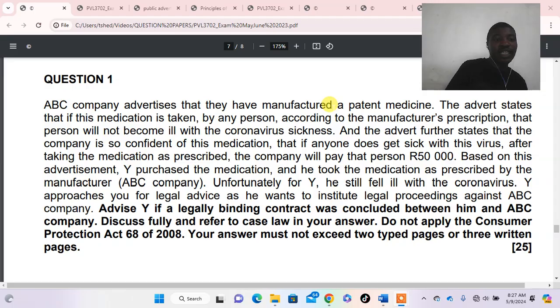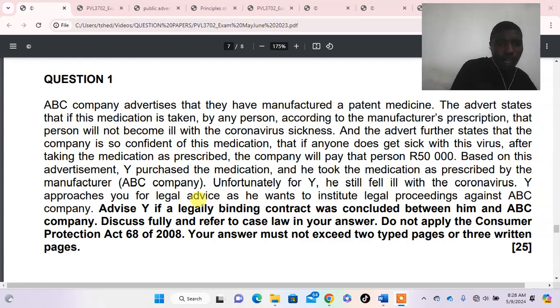The advert stated that if this medication is taken by any person, according to the manufacturer's prescription, that person will not become ill with the coronavirus sickness. And the advert further stated that the company is so confident of this medication that if anyone does get sick with this virus after taking the medication as prescribed, the company will pay the person 50,000 rand.